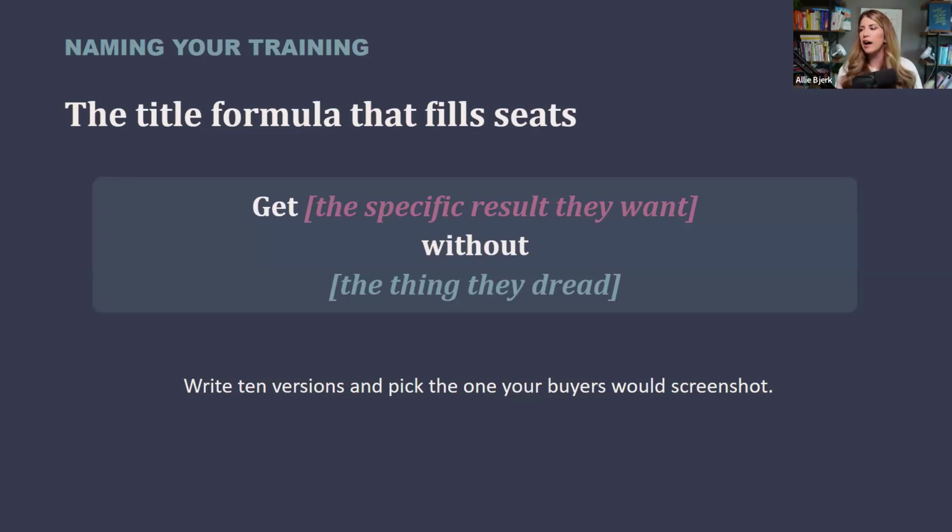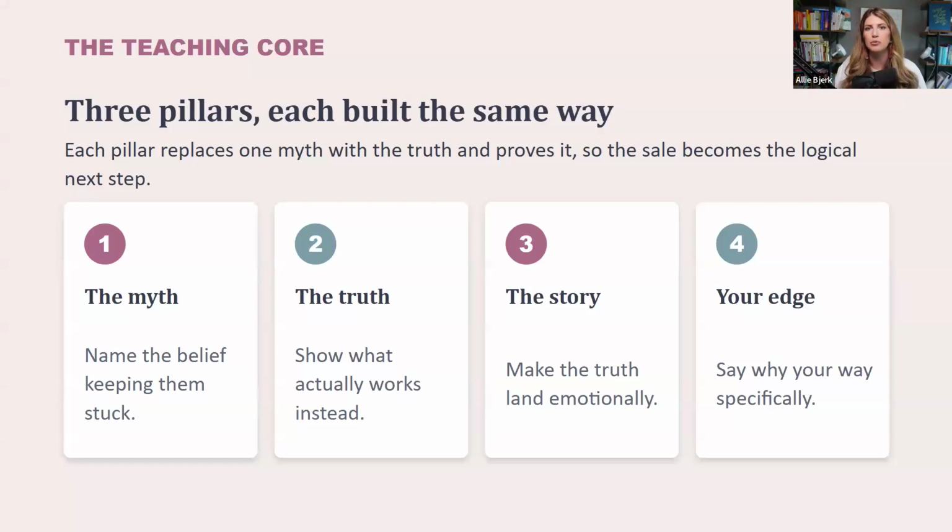When you put it in that formula, it shows the desire and the dread, and those are things that you're pulling from those research calls. So you know what they don't like, you know what they really want, you know what they would fix if they had a magic wand, and you plug and play them into the title of your webinar, and that's going to be the hook that gets people to register.